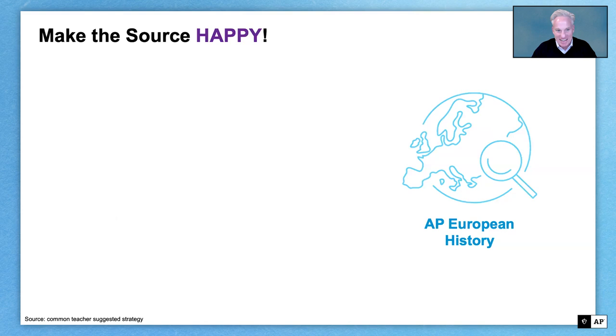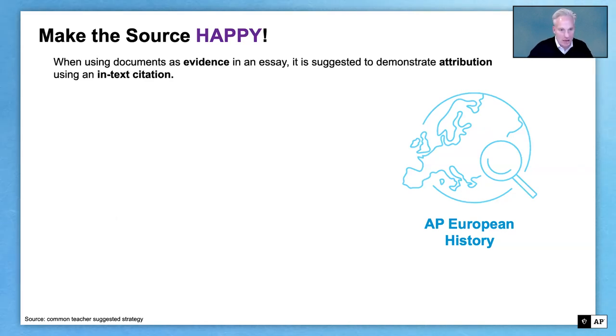All right, Todd, make the source happy. One of the strategies that Katie and I like is, and your teacher may have other acronyms they use, HIPPO is often used, but we like to say, make that source happy. So when using documents as evidence, it's suggested you have attribution and an in-text citation. Those aren't have-tos, but we suggest you do that because that's what good writers do. But we also want to make the source happy.